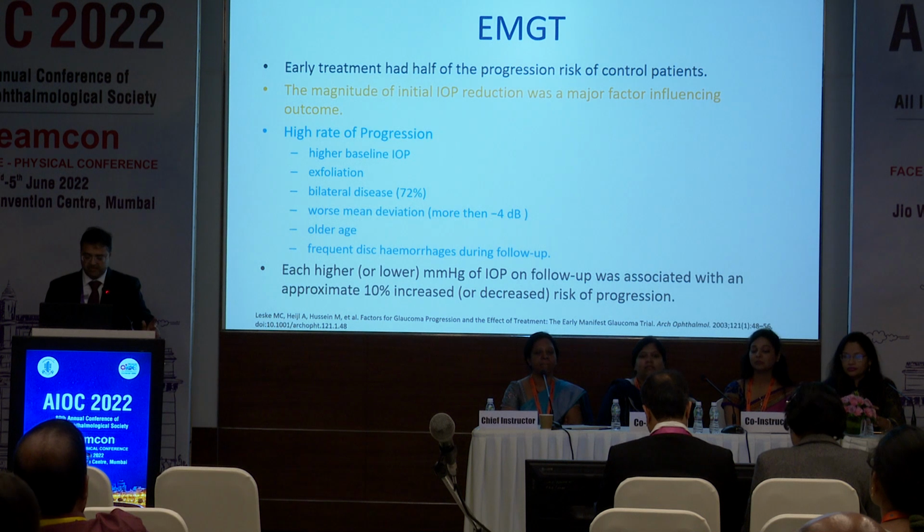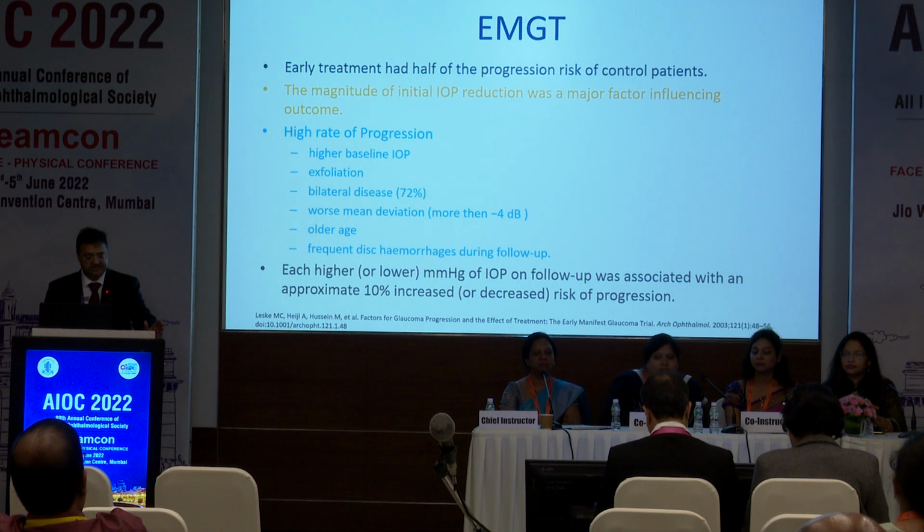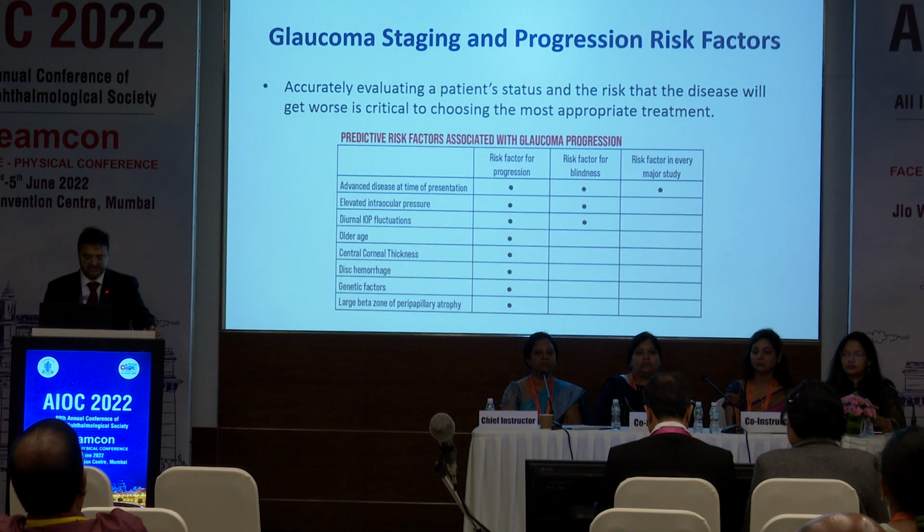Each higher or lower mmHg of IOP on follow-up was associated with approximately a 10% increased or decreased risk of progression. That's what the EMGT trial says. So again, on staging and progression, you can see what risk factors are there for progression and what for blindness, and what is included in all the major studies which looked at progression in glaucoma. The only thing that is looked at is advanced disease at the time of presentation. So all the studies have taken this into consideration, and other studies have taken other factors.